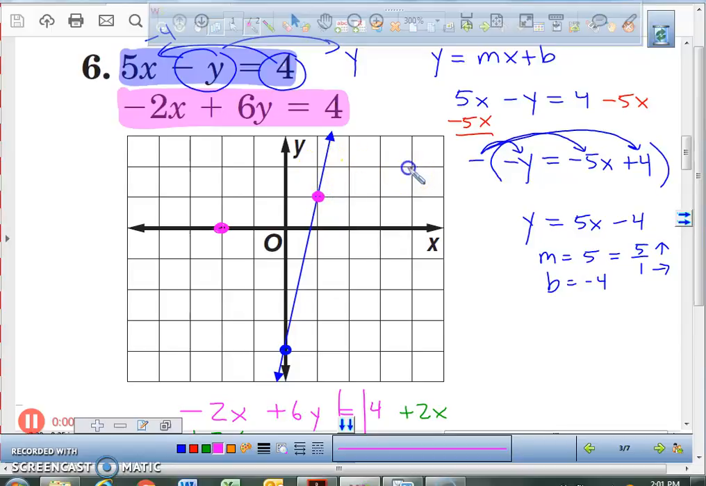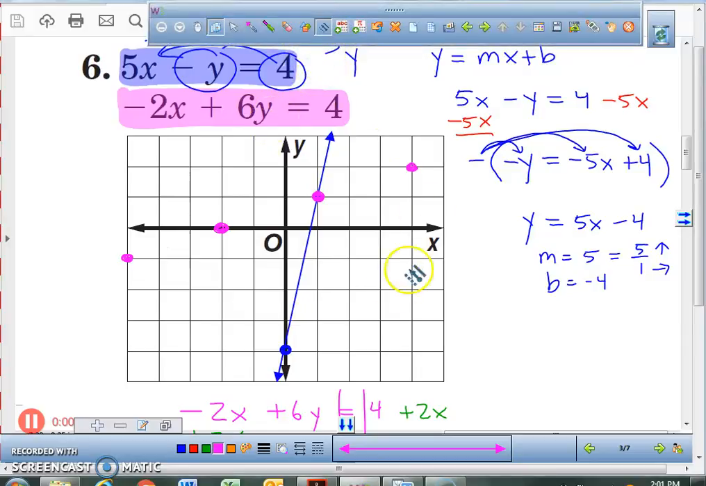Up 1, over 3. Just to make the line accurate, we want to graph at least 3 points, because redundancy leads to accuracy.